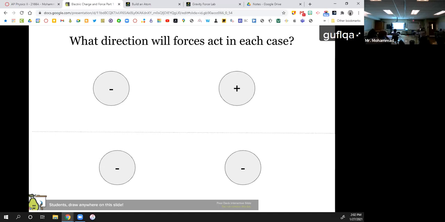But just if you could draw in these two cases, so case one and case two, could you draw the direction of the electric forces between these two, the top two, in case one, and then case two is completely separate. So what direction are the forces between those two charged particles going to be in case one and case two?